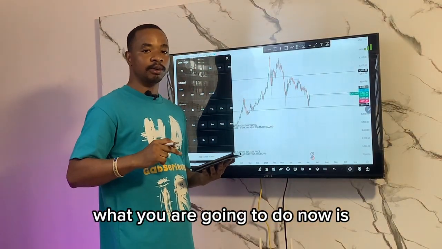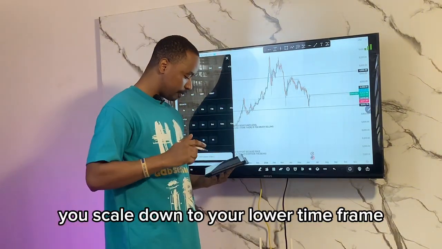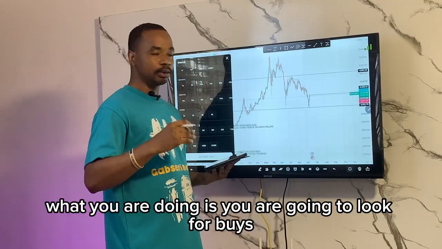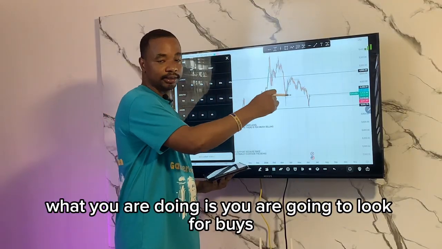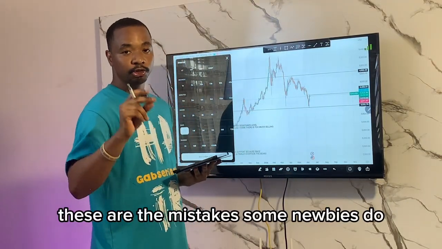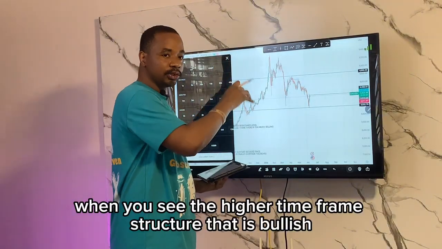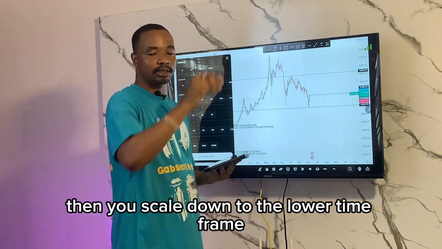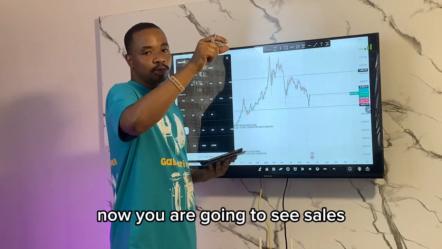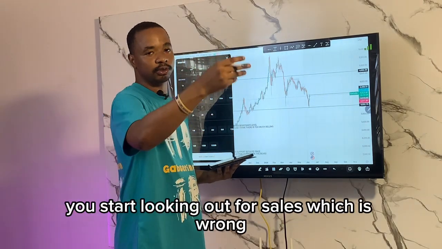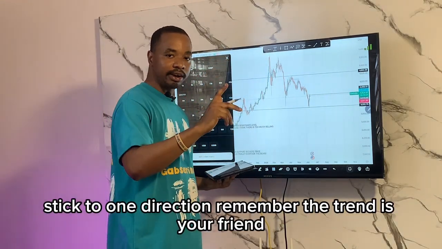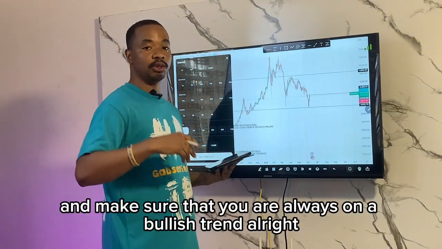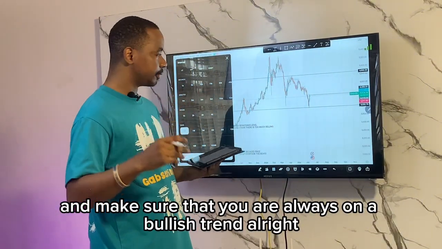So what you are going to do now is scale down to your lower time frame. When you scale down to your lower time frame, you are not going to confuse yourself. You are going to look for buys. These are the mistakes some newbies make. When they see the higher time frame structure that is bullish, then they scale down to the lower time frame and start looking out for sales, which is wrong. Stick to one direction. Remember, the trend is your friend. Stick to one trend and make sure that you are always on a higher time frame trend.